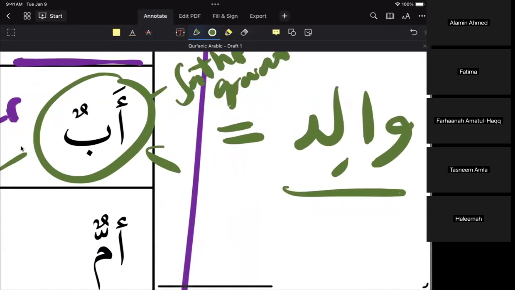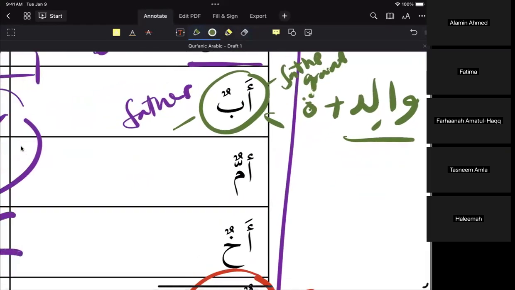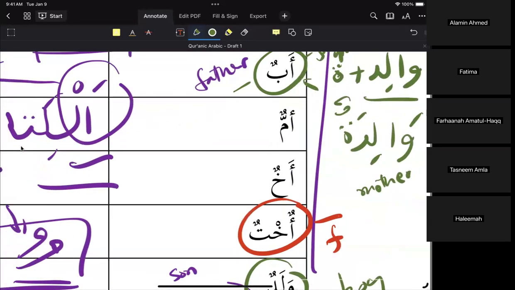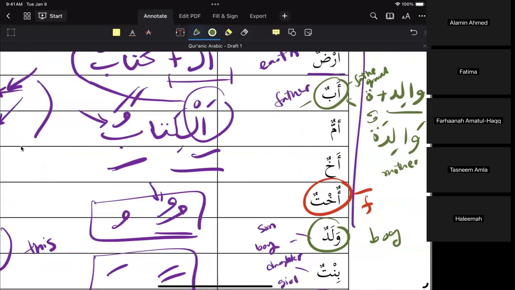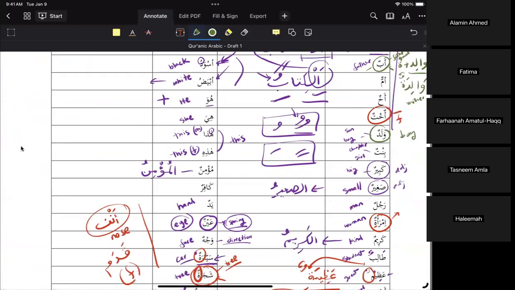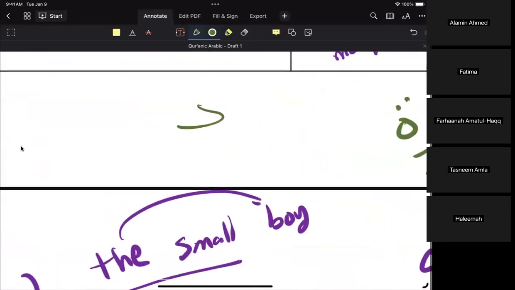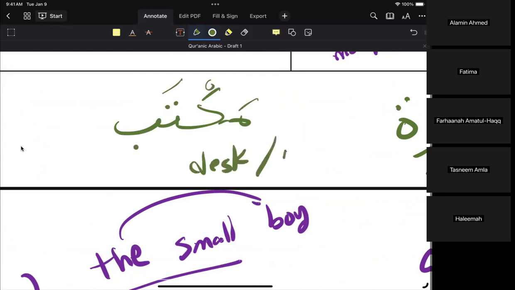Now, how do you say biological mother? Here, this is a noun, right? Here you can add ta marbuta and it becomes mother. Walida. Walidatun. So now it is mother. Okay, you can do that. In some words you can, and some words you cannot. So that's why you have to know. I'll give you an example when it doesn't work. For example, maktab. Maktab means desk or an office.